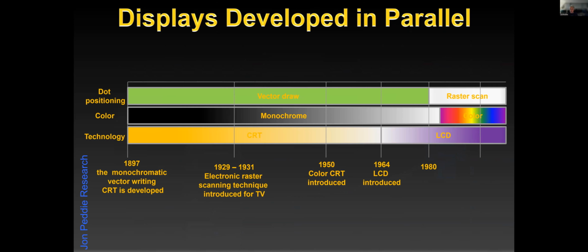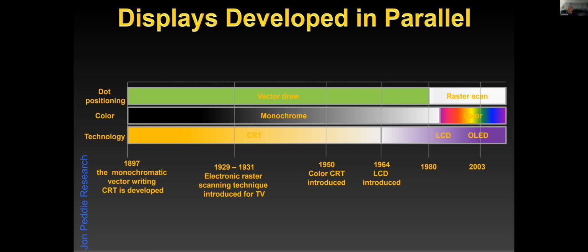And displays evolved too, as you can imagine. And so the early dot positioning ones, the vector draw, I mentioned to you about how that works from point A to point B and so forth. That gave way to raster scanning. They were all monochromatic up until the 1980s, even past. And then we introduced color. I can remember being in a discussion with a company, it was a client at the time, and I was trying to convince them that they had to build, they were in the monitor business, and I was trying to convince them they had to build a color monitor. And they said, well, why do we need color? I'll never forget it. Why do we need color? I don't know. What a crazy idea. Anyway, so we got color.